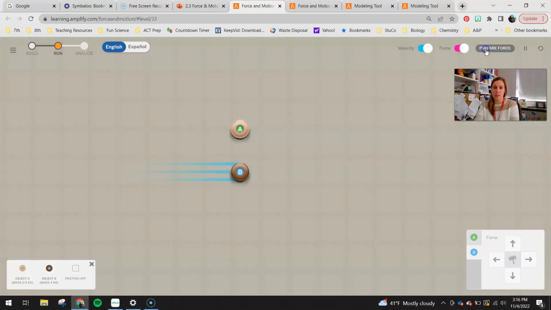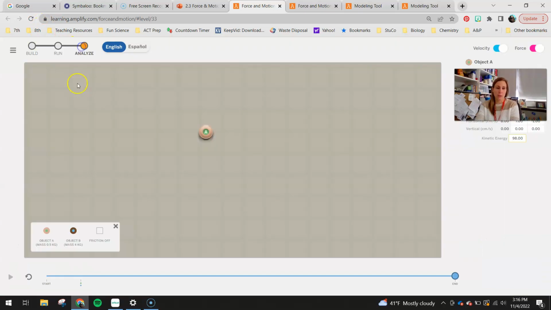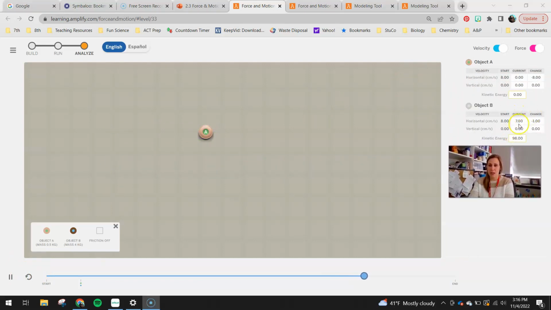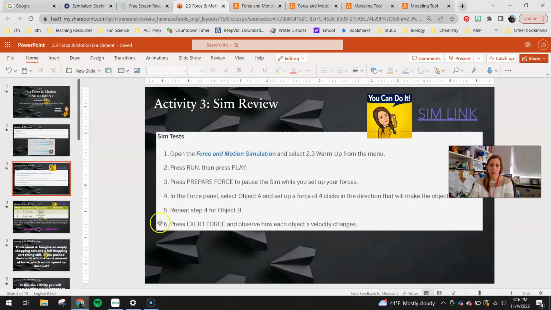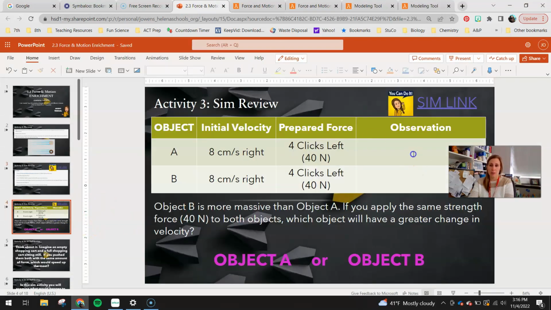I'm going to click exert force. A stopped moving, B slowed down but kept moving a little bit. If we go to analyze, we can rewatch that all as a big video, and we can see that B slowed down just a little bit. It was going 8 centimeters per second to the right, and after the force, it was only going 7 centimeters per second to the right. The A puck, however, was going 8 centimeters per second to the right, and then it stopped.